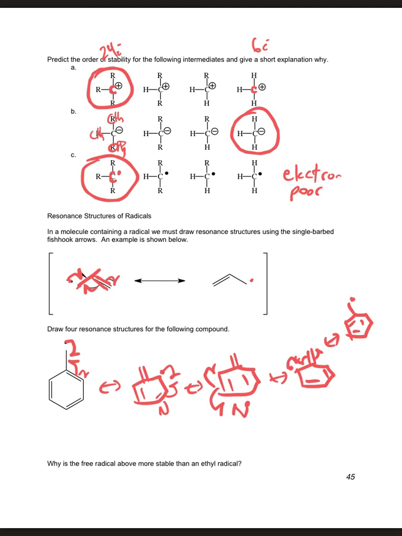Okay, so why is this radical on that methyl so much more stable than the other? It's stable because we can draw resonance. And anytime we can draw resonance structures, the radical, the anion, the cation is going to be much more stable than the one we can't draw resonance structures for.